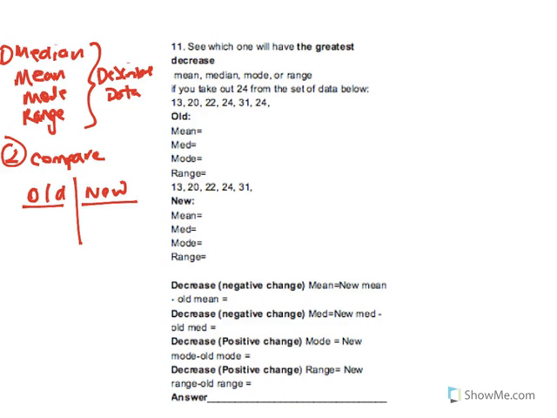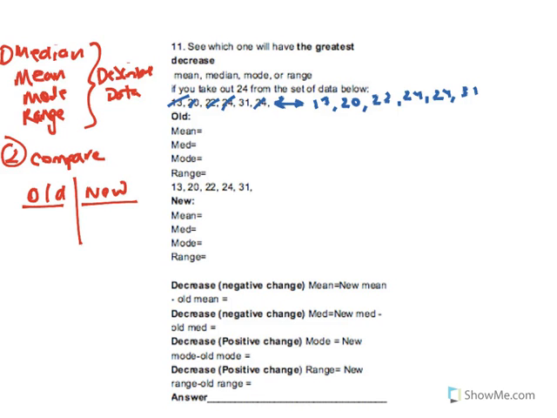So let's take this set of data that they give us here, and we will put it in order. So the lowest is 13. Then we have 20, 22, 24, 24, and 31. So let's find the mean.